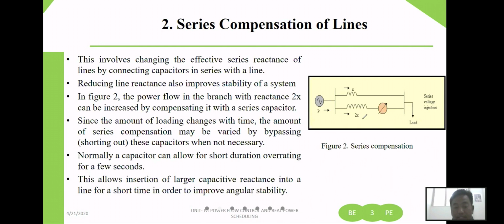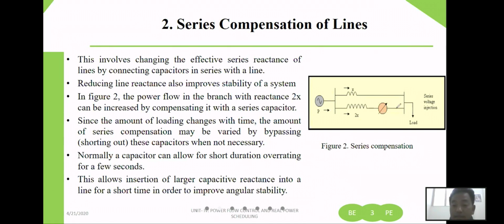This one I have explained, but this series capacitance should have a property. It should have a property when there is a fault, or, as I have written, since the amount of loading changes with time. Here the load will be dynamic and will keep on changing. This amount of series compensation may be varied by bypassing or shorting out this capacitor when it is not necessary. If here the power required is less, then we can remove it or short it out, so that whatever power the line can handle, it can allow to pass.